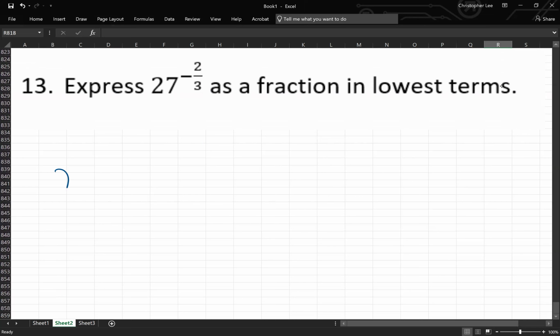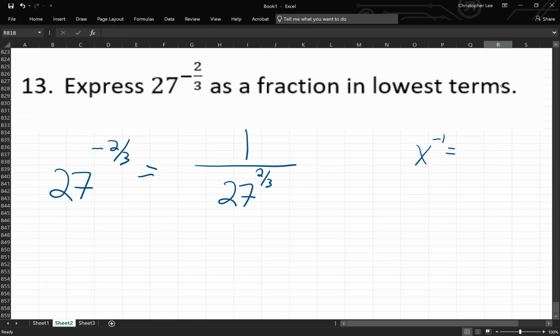So 27 raised to the negative 2/3 power is going to be the same as 1 over 27 raised to the 2/3 power. All right, that makes sense? All right, a little bit. So anytime there's a negative power, just throw it in the denominator. So if I said what is x to the negative 1 power, the answer would be 1 over x. Just like that, you know? Just always, just a general rule, right?